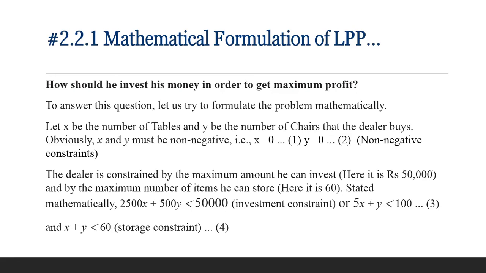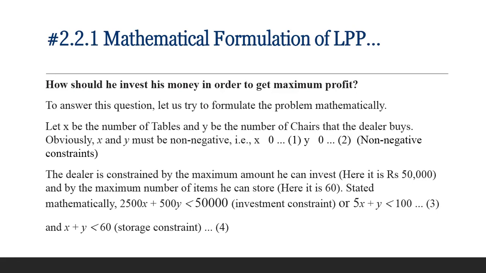You can assume x as tables and y as chairs. Obviously, x and y must be non-negative. That is, they shouldn't be negative like minus, but rather they should be positive. So equation number one is x is equal to 0, y is equal to 0.